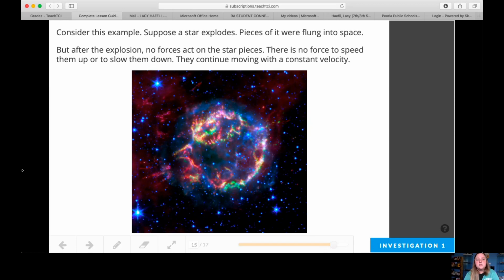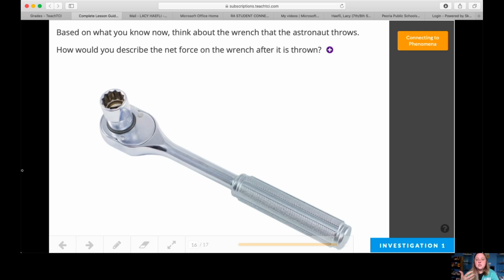Okay. So consider this example. Suppose a star explodes. Pieces of it were flung into space. But after the explosion, no forces act on the star pieces. There is no force to speed them up or slow them down. They continue moving with a constant velocity. So thinking about that, when we looked at the phenomenon of the wrench being thrown, right? How would we describe the net force? So the net force again on this would be 0 because nothing is speeding it up or slowing it down. However, if the wrench in space does run into something, then the net force would change, maybe either making it speed up or slow down.